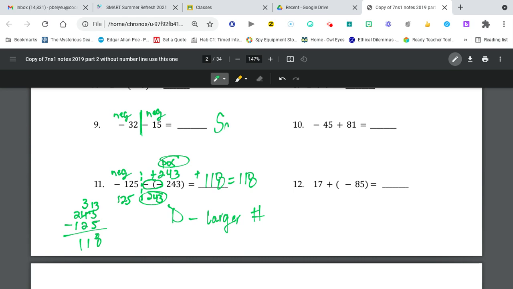So these signs are the same. So I'm going to plus them and keep the sign. If I plus them, I add them. 32 plus 15 is 47. But if I keep the sign, they're both negative. So I just keep the negative. It's negative 47.